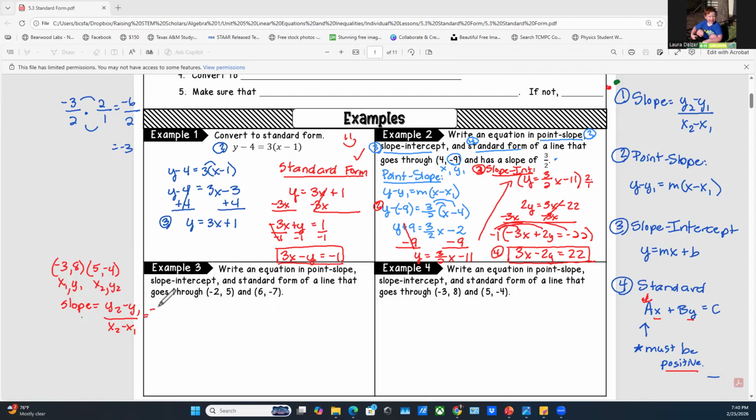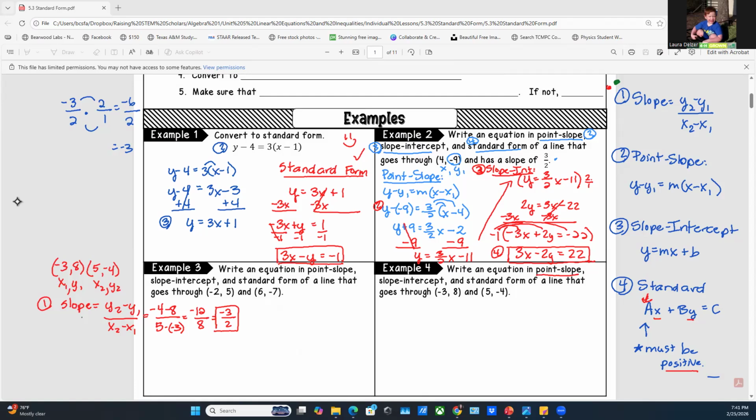So we've got negative 4 minus 8, 5 minus a negative 3. That's going to give me negative 12. 5 minus a negative 3 is going to give me 8. This is going to reduce to negative 3 halves. And so that was equation number 1. We can put it into point slope form.